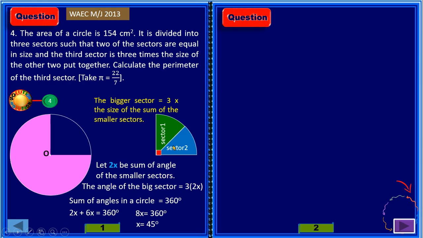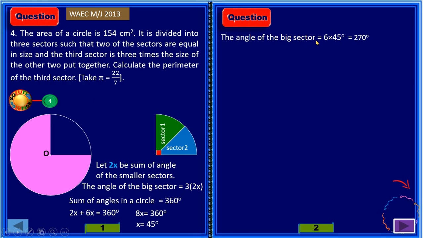The angle of this sector is 45, and the angle of these 2 sectors put together will be 90. And 3 times 90 degrees will give us the angle of the other sector. So the angle of the big sector would now be 6 times 45 degrees, which is 270 degrees.